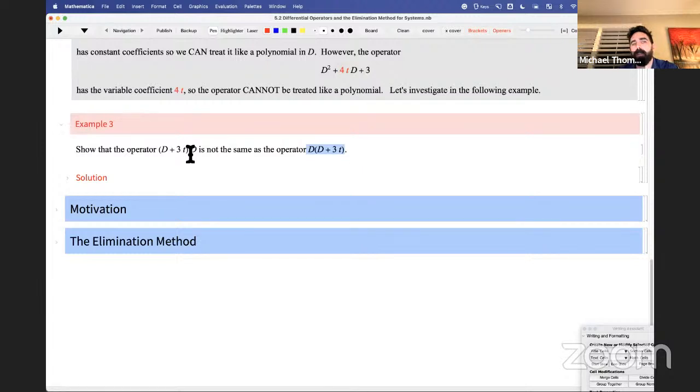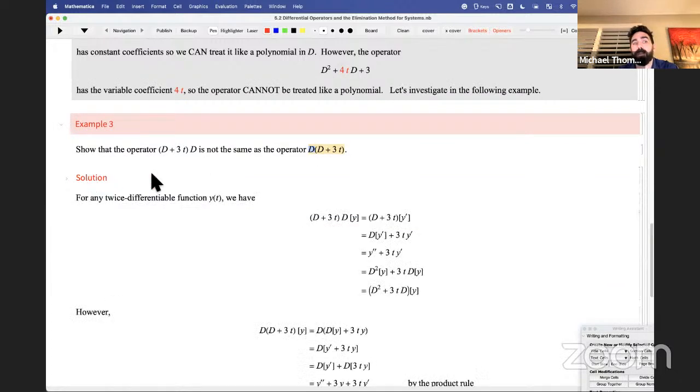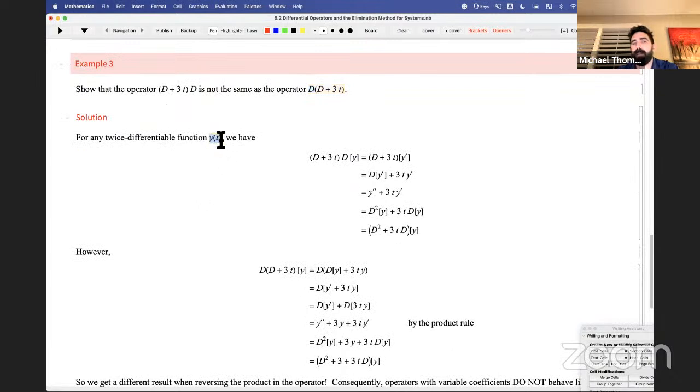You'll notice they're the same thing. I just reversed the order. So the question is whether or not reversing the order, do you get the same result? And you don't. So let's just take a general function and let's start with this one. So there's my function y, and here's my operator that I'm applying to it.